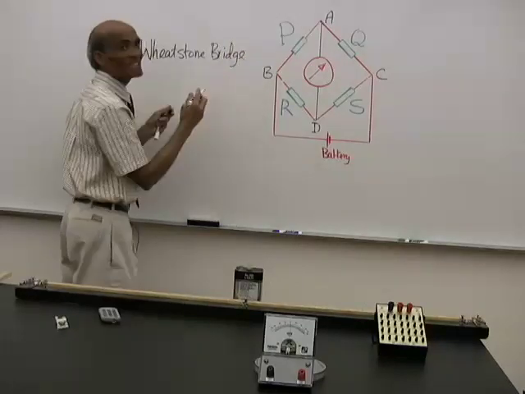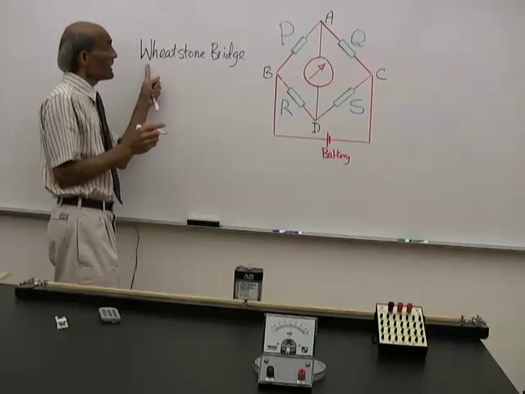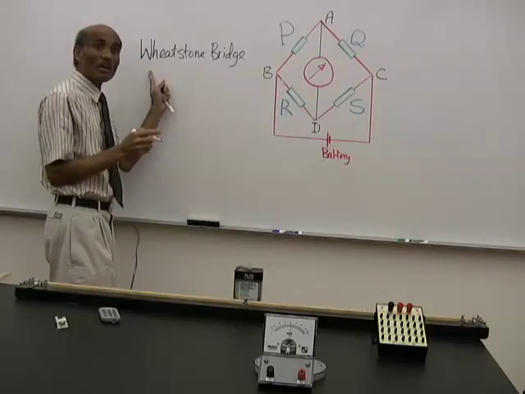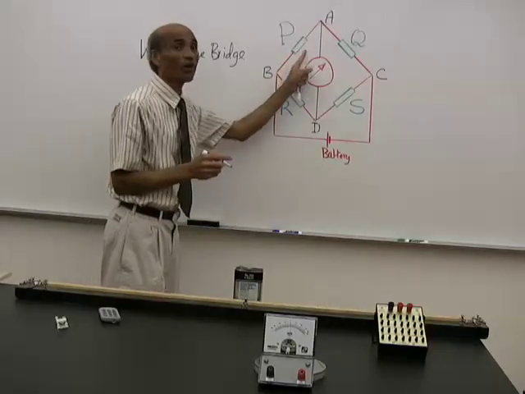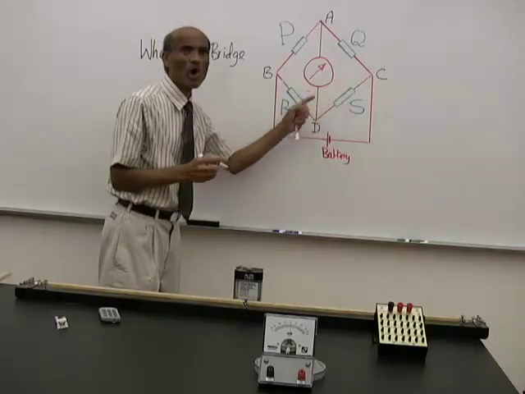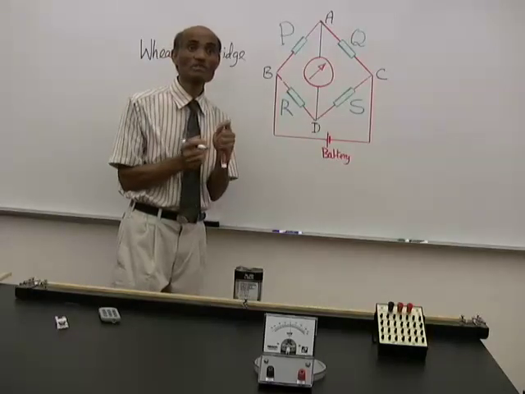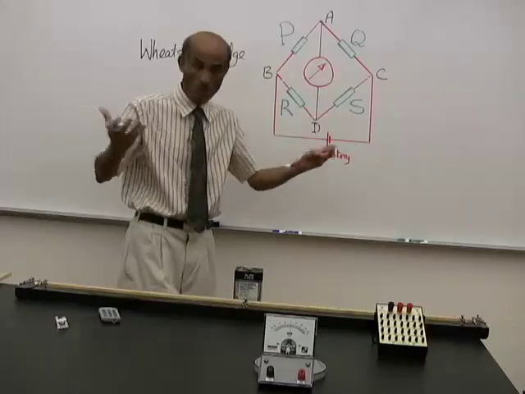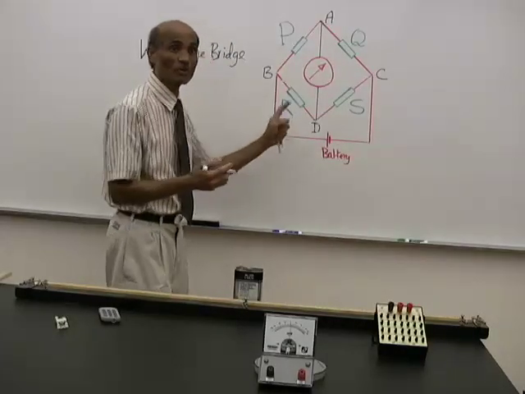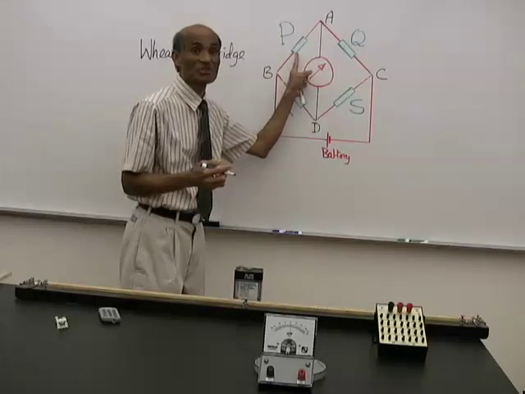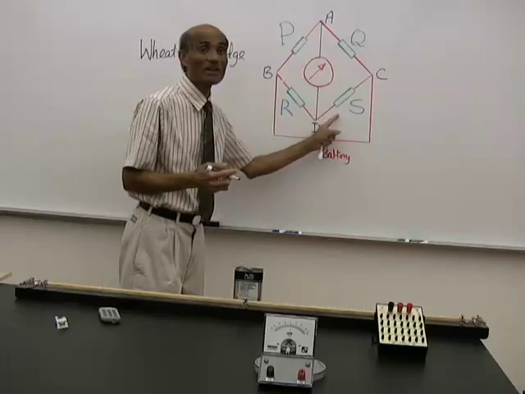A bridge is simply a network of conductors. So a Wheatstone bridge is an arrangement of four conductors. I'm going to call them resistors, a conductor that offers a resistance for the flow of current. All conductors offer resistance for the flow of current. So these are resistors. I've named them P, Q, R, and S.